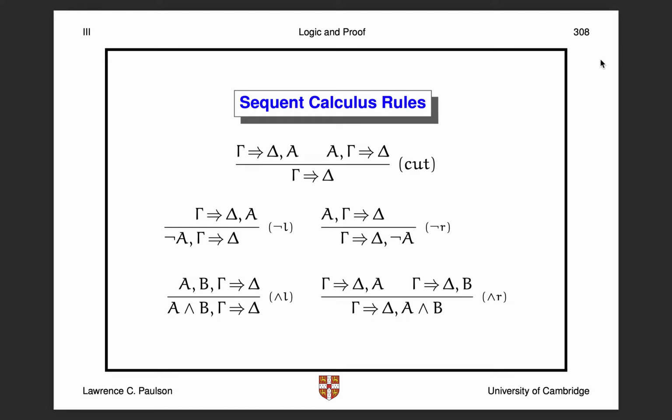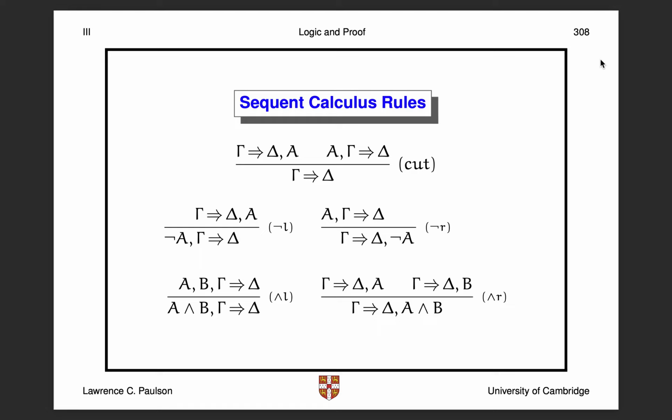Now let's look at some of the others. You'll see that they have these little labels. For example, negation L, that means not on the left. Negation R, that is negation or not on the right. Then further down we have conjunction on the left and conjunction on the right. So these are the analogues of the introduction and elimination rules of natural deduction.